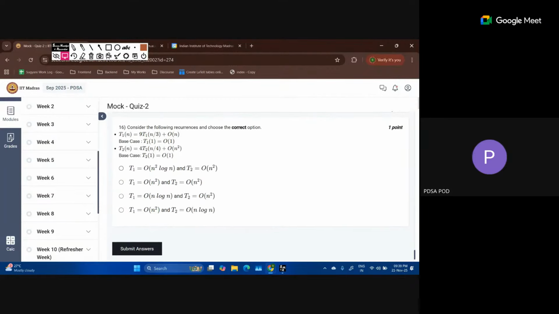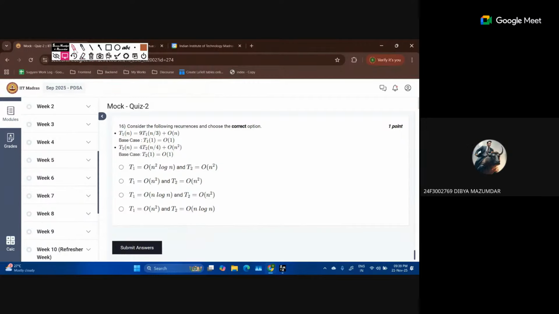16th. Consider the following recurrences and choose the correct option. Okay, go ahead. I'm not solving this. I had solved this during the quiz 1 solution. We had discussed this kind of solution. Option B, ma'am.